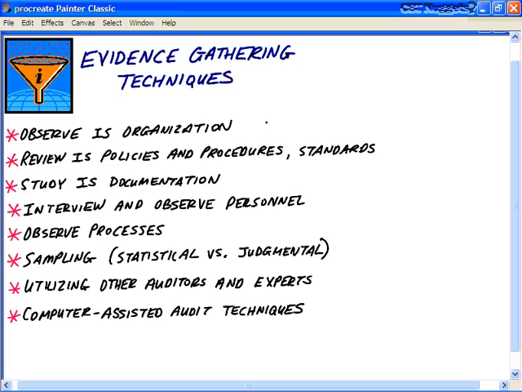Those types of things. Now, I alluded to some of these techniques for gathering evidence, for gathering data. Let me just give you an official list here. You can observe the IS organization and administration. You can review the information system policies and procedures and standards, the written documentation. You can interview personnel and observe personnel to gather evidence. You can observe different processes, different techniques, different procedures over a certain period of time. You can do sampling.